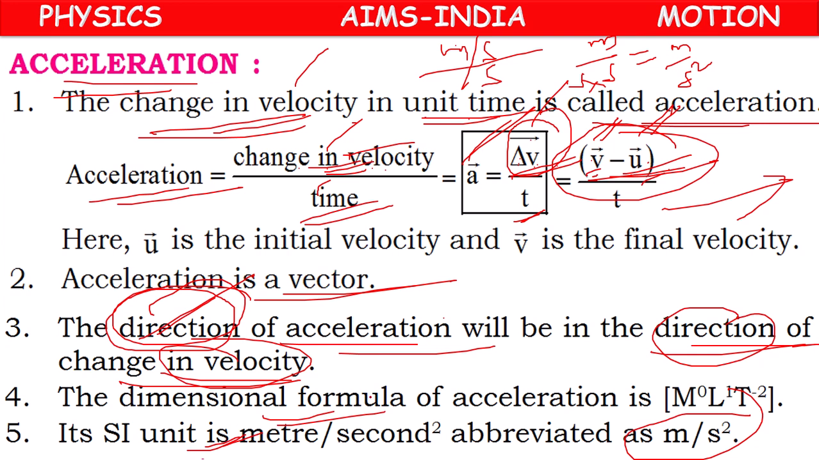Its dimension formula: meter stands for length, L1. Second stands for time, and we have second square, so T2. L1, T square, if it goes upside to the numerator, T power minus 2. So L1, T power minus 2, no mass is involved, so M0 we will write. So the dimensional formula of acceleration is M0 L1 T minus 2.